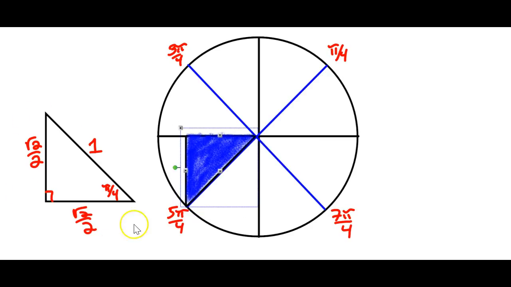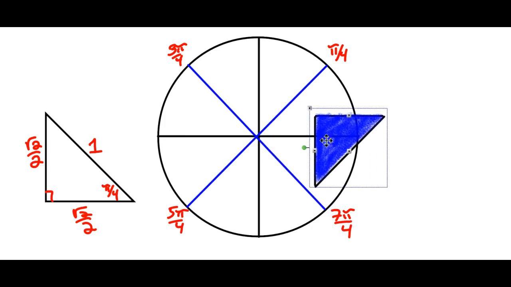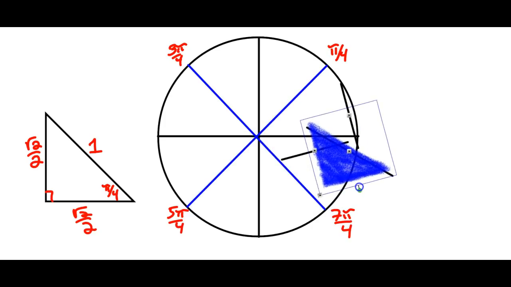And you should know the triangle, after doing this a bunch, is square root of 2 over 2, square root of 2 over 2. And the hypotenuse is 1, but really the square root of 2 over 2 and square root of 2 over 2 is what you're thinking about. Know that sometimes they're positive, sometimes they're negative.